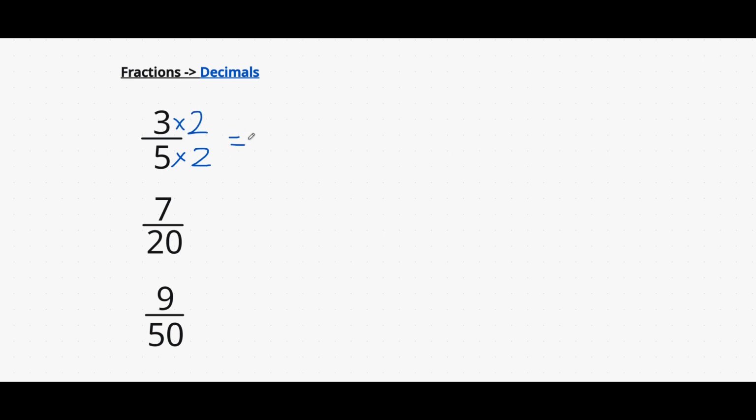Okay. Our fraction is now going to be 3 times 2, which is 6, and then 5 times 2, which is 10. Okay, now we have 6 divided by 10. So we'll move one place value and put the decimal dot because we only have 1 zero. So 3 over 5 as a decimal would be 0.6.